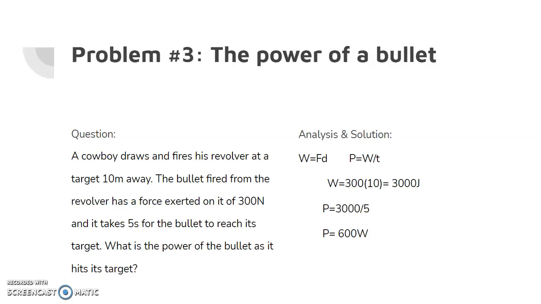So we know that work is equal to force times distance, and power is equal to work divided by time. So to get work, we multiply the force exerted on the bullet, which is 300 newtons, by the distance of 10 meters to get 3,000 joules of work done on the bullet. And now, since we have the work, we can plug it into the power equation and divide the 3,000 joules of work by the 5 seconds it takes for the bullet to reach its target to get a total power of 600 watts.